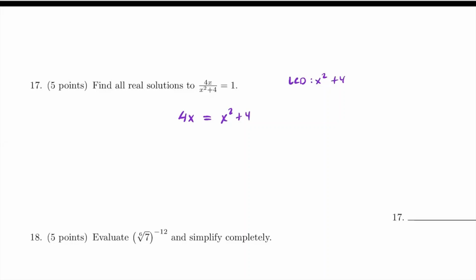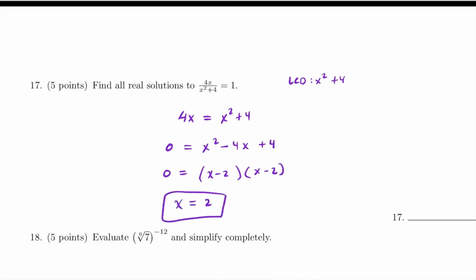Now let's set it to 0. So we subtract 4x from both sides. You have 0 equals x squared minus 4x plus 4. And this is factorable. So this will factor into x minus 2, which means our solution is only x equals 2. So the solution to this equation is only x equals 2. And if you check, you'll see the denominator is not 0 when x equals 2. So we can claim this as a solution.